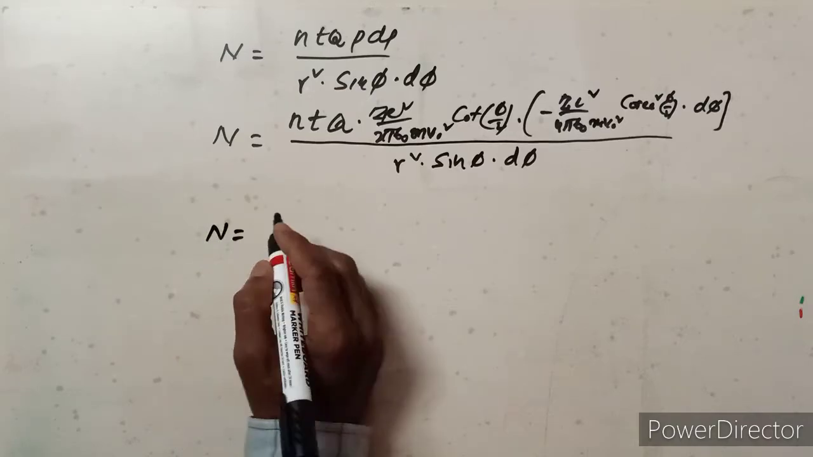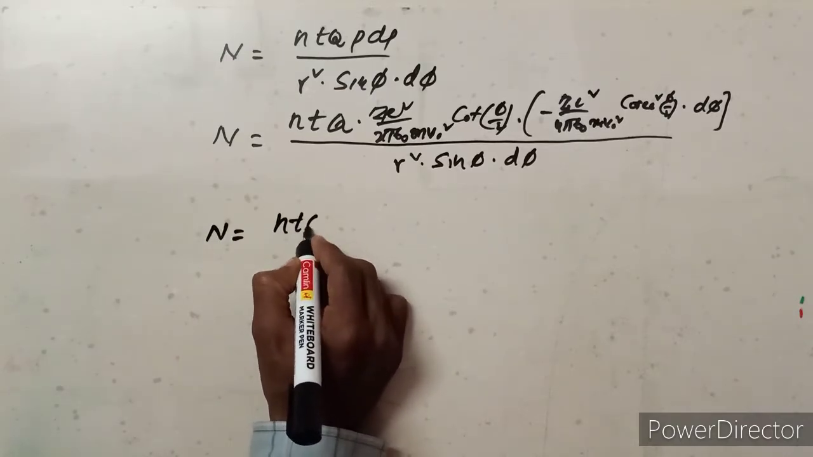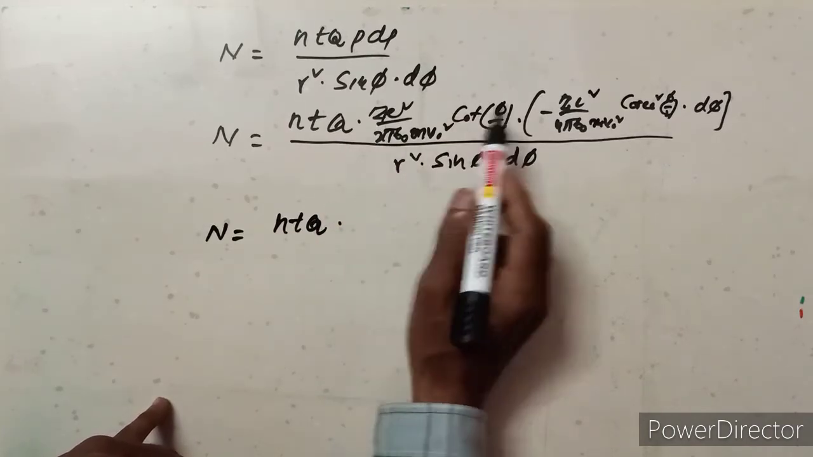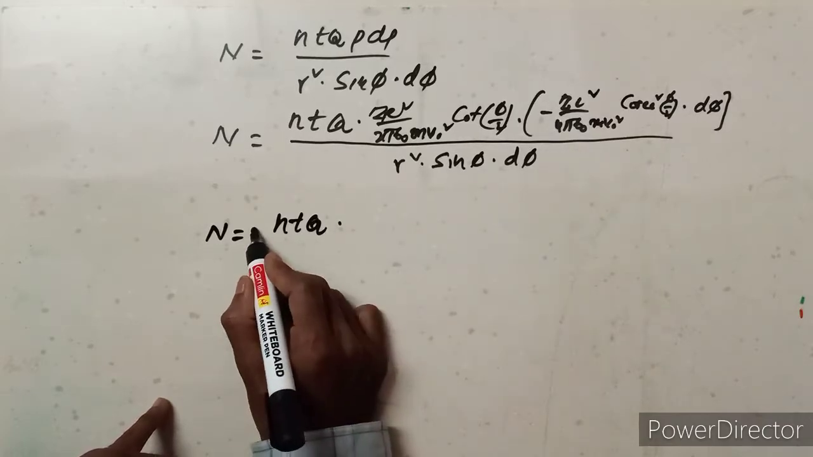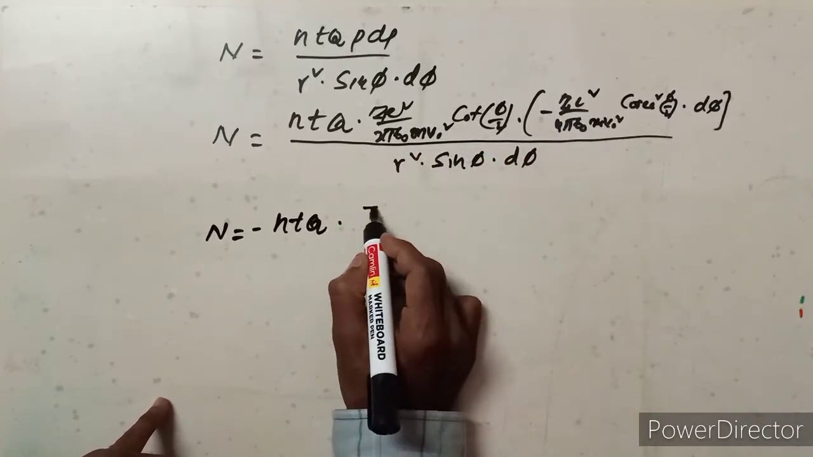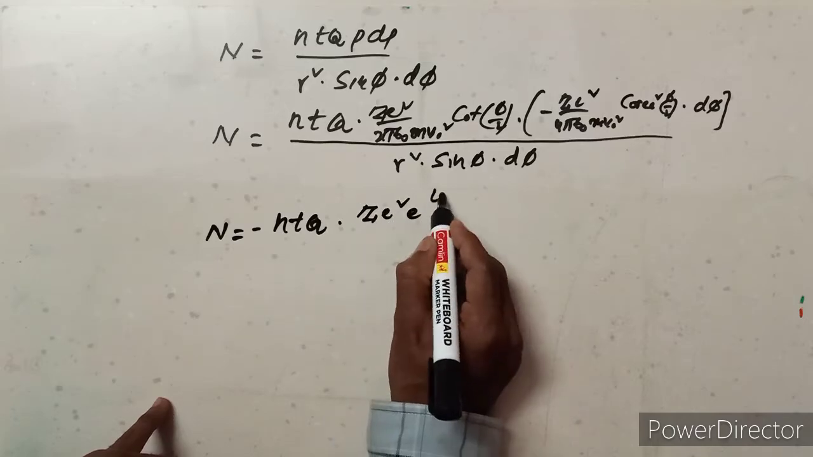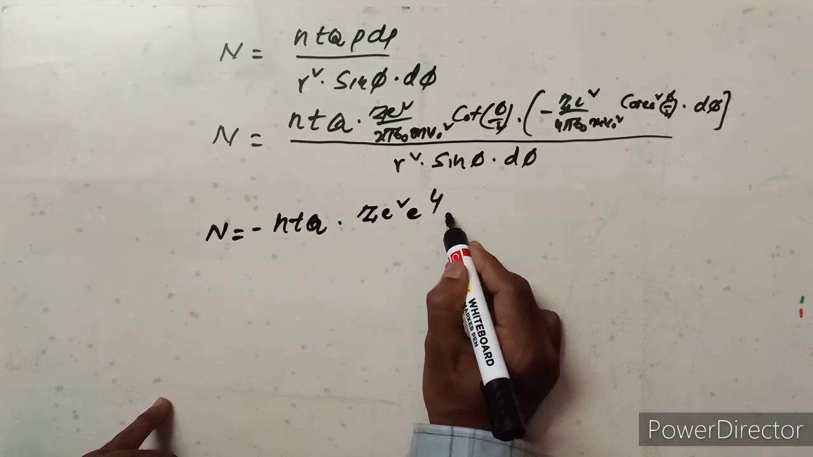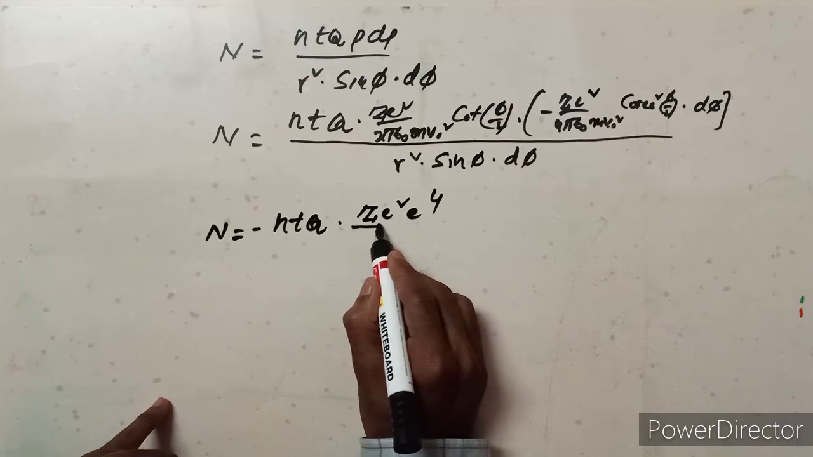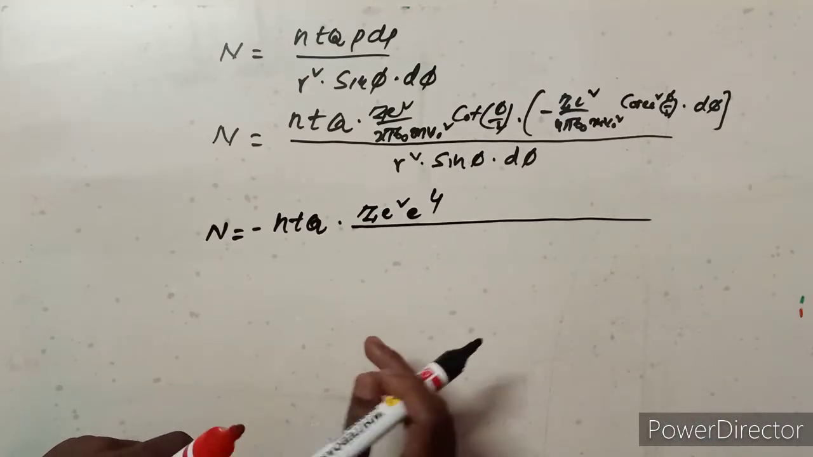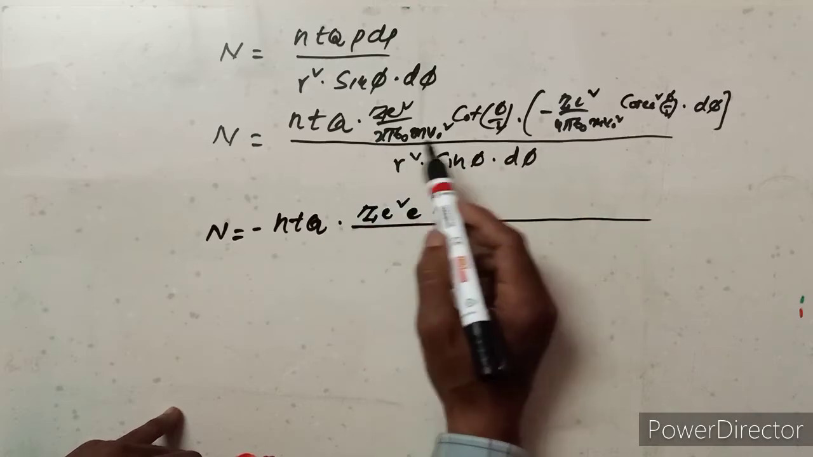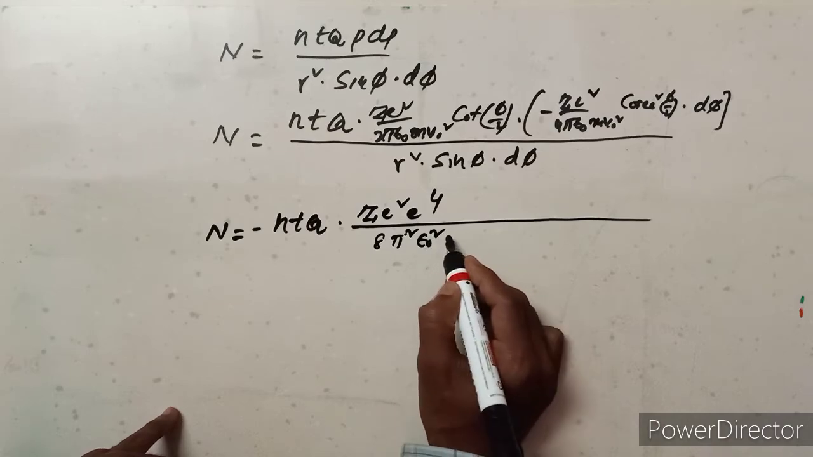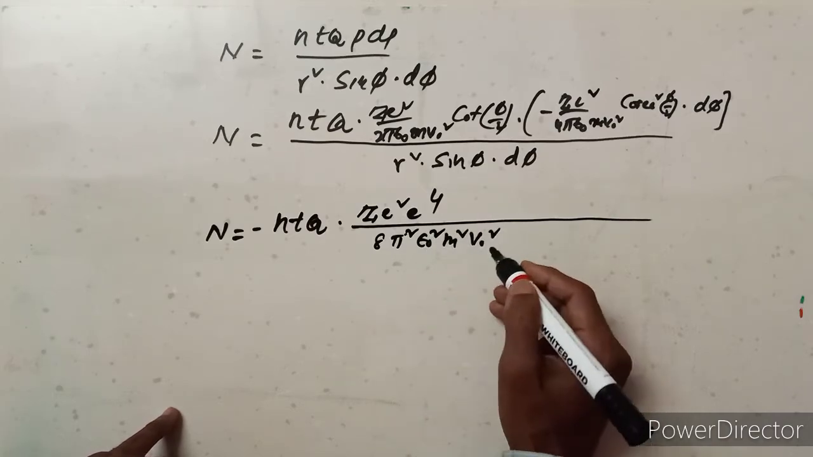So the scattering formula N equals N·t·q, Z square times e to the power of 4 in the numerator. Remaining in the denominator, 2 fours are 8 pi square epsilon naught square m square v naught square.